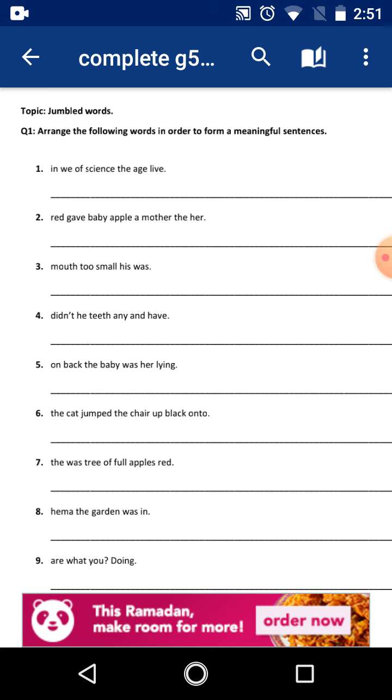Sixth, "the cat jumped the chair up black onto." Seventh, "the was tree of full apples red." Eighth, "Hima the garden was in." And the last one is, "are what you doing."